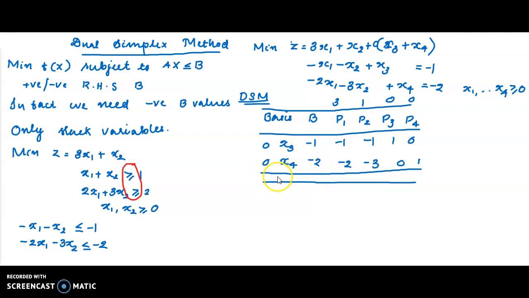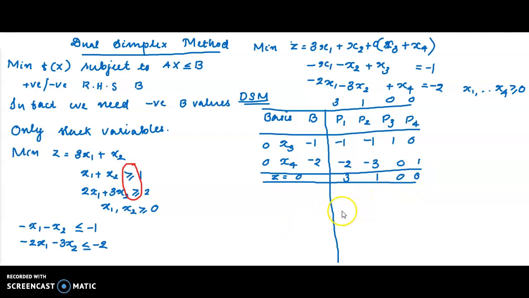The objective function value z is denoted as z equal to 0 into minus 1, 0 into minus 2, which is 0. And we can separate b and the variables. We can write the net evaluations as 3, 0 into minus 1, 0 into minus 2, and subtracting we get 3, 1, 0, 0. As in the ordinary simplex method, initially these are the cost coefficients themselves.